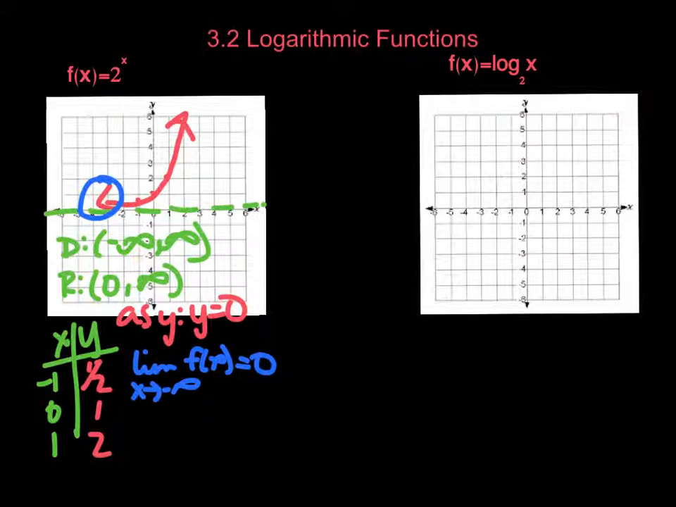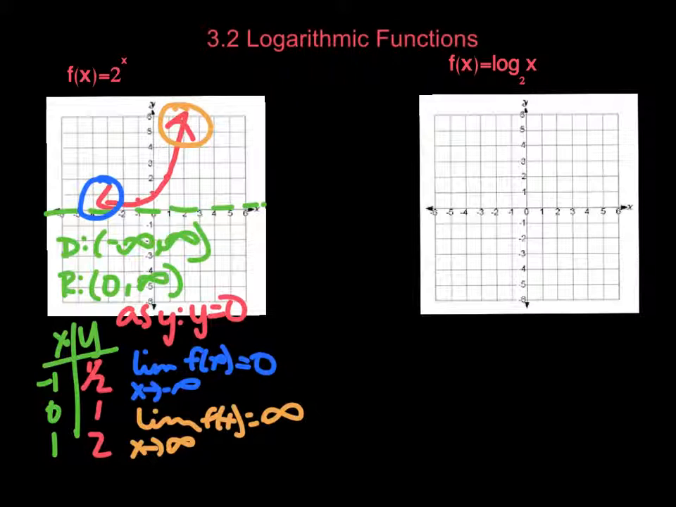Then on the right, my limit as x approaches infinity, I'm going to the right, of f of x is positive infinity. Okay, so that is what we did in 3.1.